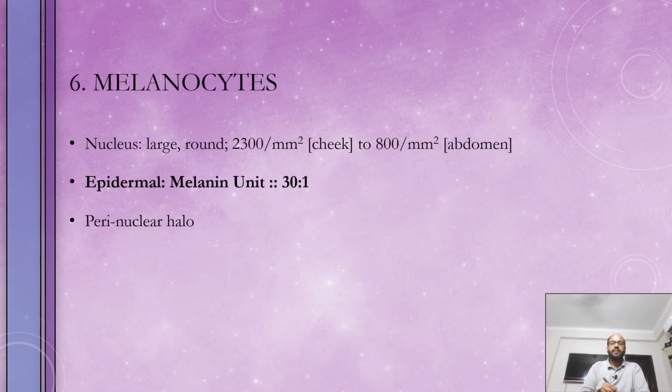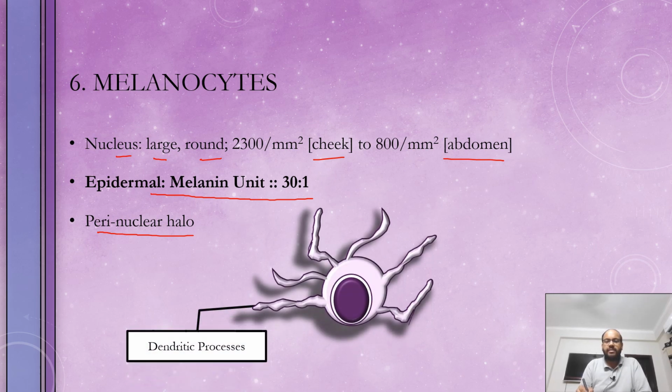Now, melanocytes. In melanocytes, the nucleus is large and round. Okay, it is mostly over the cheek. We have discussed everything in the process of melanization or melanogenesis. There's the epidermal melanin unit. That means every 30 keratinocytes are linked to one melanocyte, through which the melanocyte transfers melanosomes to these keratinocytes. It also has a perinuclear halo. That means a bit of white space around the nucleus. So this is a schematic representation of a melanocyte. You can see the dendritic processes, and these dendritic processes are responsible for transferring melanin to the connected keratinocytes. Melanin transmission.